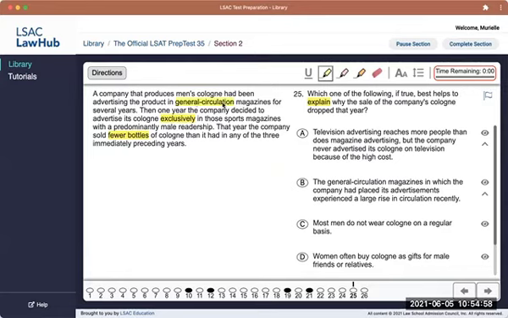So going from general circulation to just sports magazines for men, or with predominantly male readership, they sold fewer. So they targeted the people that would be using the cologne, right? Now, I was careful there not to say buying. So just because the cologne is made for men doesn't mean that men buy it for themselves. And I suspect that that would be the issue here, right?